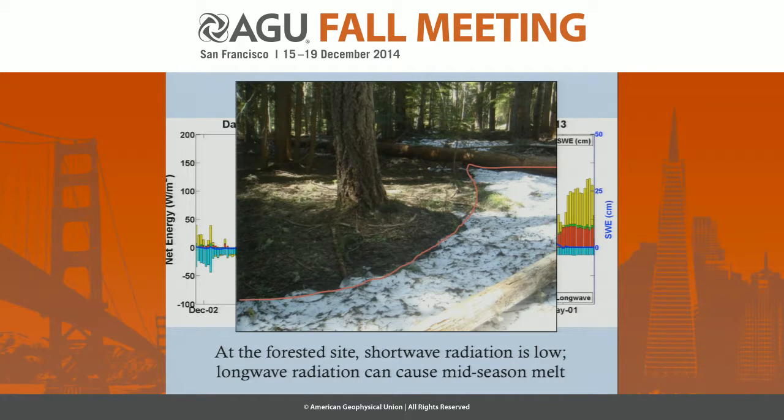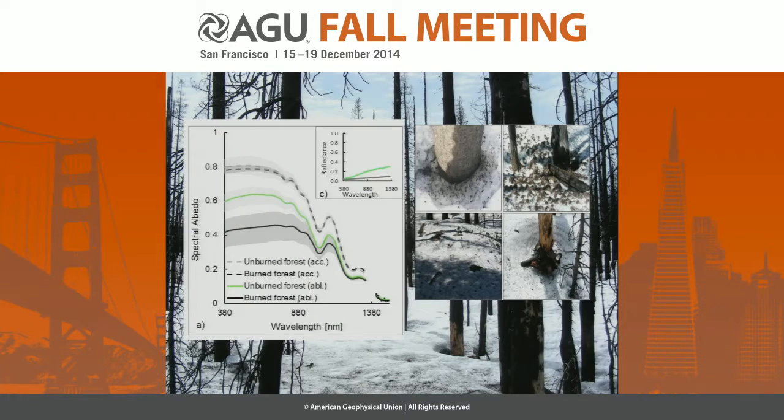And here's just a picture of what it looks like at these low elevation sites. You just get a whole lot less snow under the trees, around the trees, and the gaps have a lot more. So moving on, here we go.